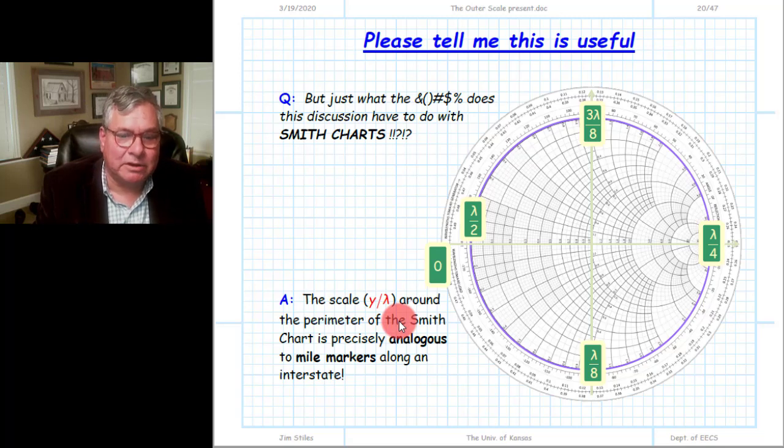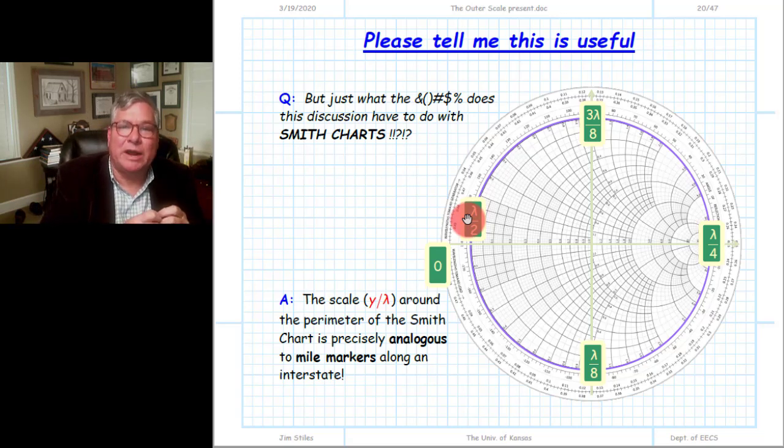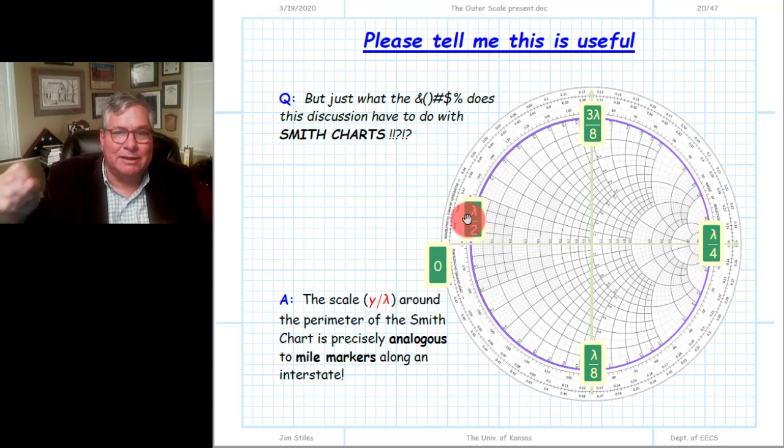Because that outer scale that we talked about, the y over lambda outer scale, the wavelengths toward load outer scale around the Smith chart, is really just like our mile markers. We can think of the value of 0 being mile marker 0, and then mile marker lambda over 8, lambda over 4, 3 lambda over 8, and then all the way back to lambda over 2. Of course, one difference between the Smith chart and the Kansas interstate analogy is if we travel from one end all the way to the other, we're back to where we began on the Smith chart, since our path is, of course, circular around that Smith chart.